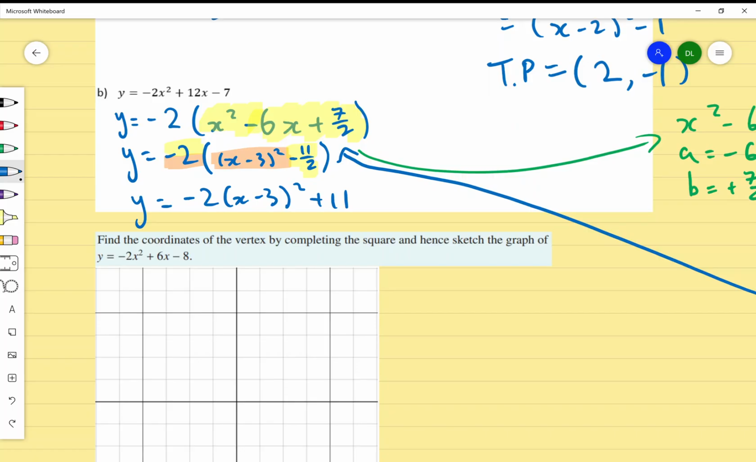So from there, I'm going to find the turning point. What's my turning point? Yep, h and k, so positive 3, good, and? That's it, I'm done. Well done, guys.